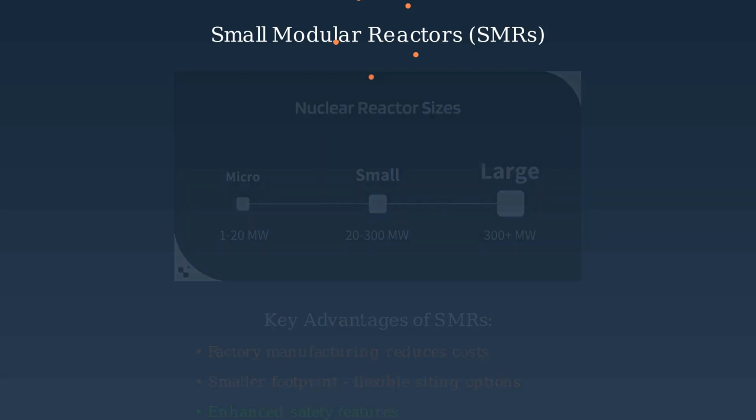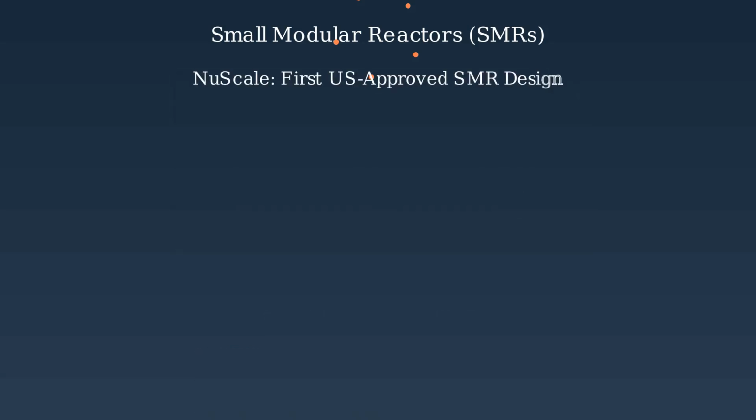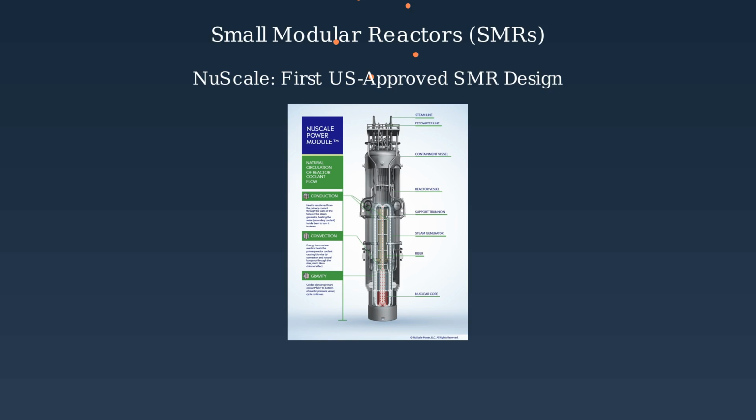NuScale Power has developed the first SMR design approved by the U.S. Nuclear Regulatory Commission. Their power module uses natural circulation for cooling, eliminating the need for pumps and increasing safety. A commercial project using NuScale's technology is planned to be operational by 2029.